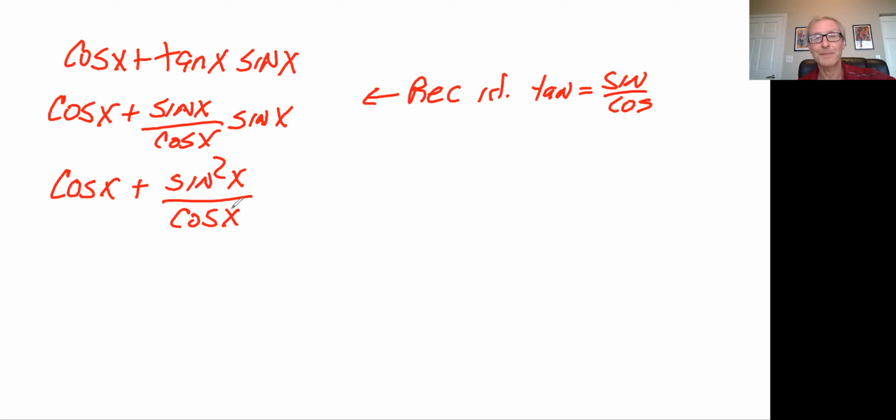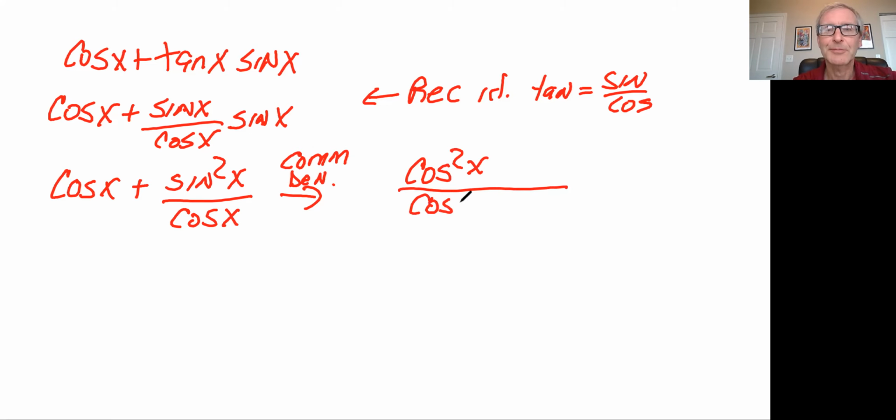It's finding a, so the next step is let's find a common denominator. When you have a fraction, that usually is useful. So this would be the common denominator. And so in this aspect, the common denominator is cosine of x. So what happens here? Well, cosine of x squared over cosine of x equals cosine, right? So that's the first term. And so we have plus sine of x squared.